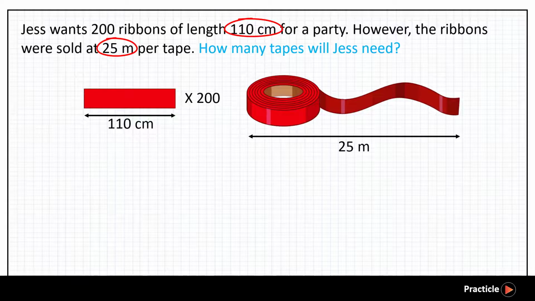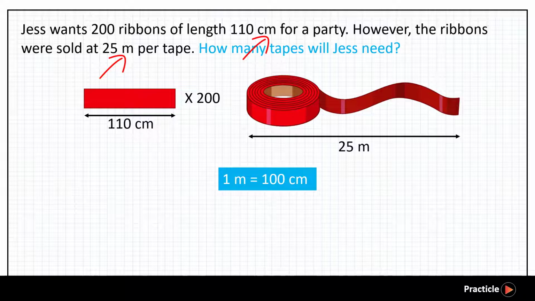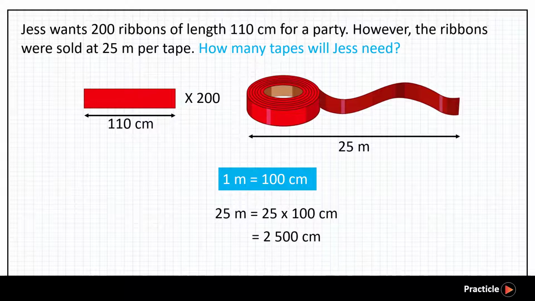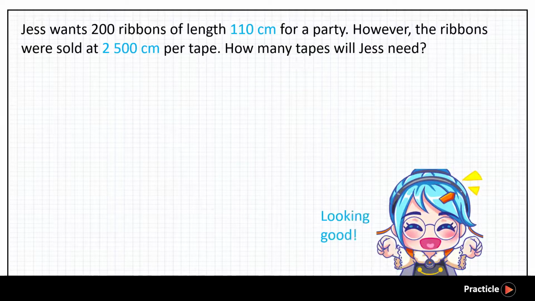Since it's easier to work with whole numbers rather than decimals, we are going to change 25 meters to cm. Do you know how many cm there are in 1 meter? If you said 100, well done for remembering that. When we multiply 25 meters by 100, we are going to get 2500 cm. Good job everyone! Now that we have gotten rid of the first booby trap, our question is going to look like this now. And that looks so much better, correct?